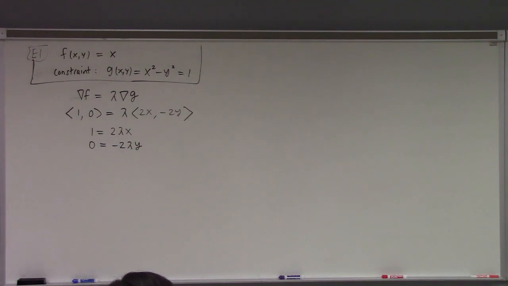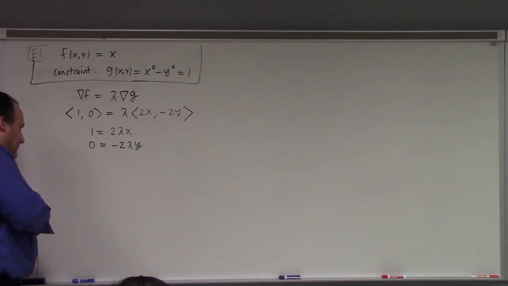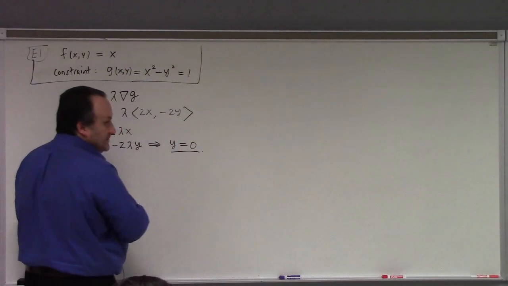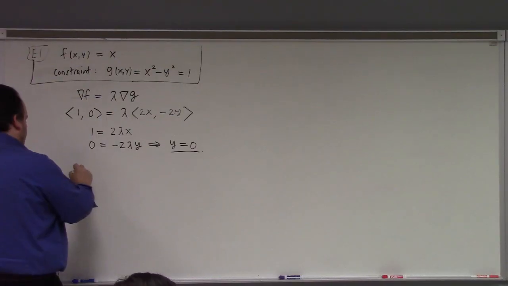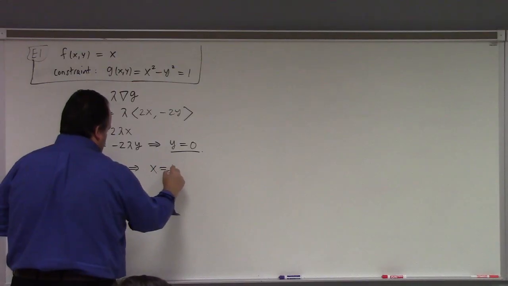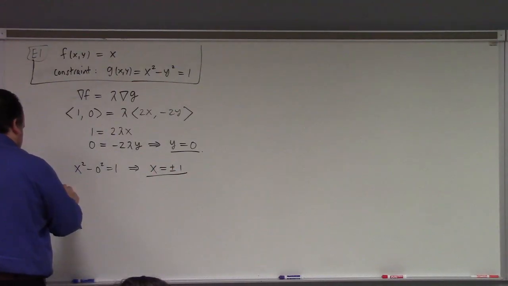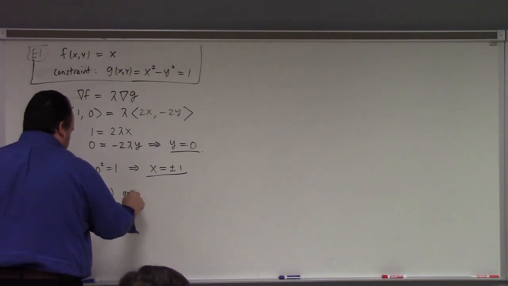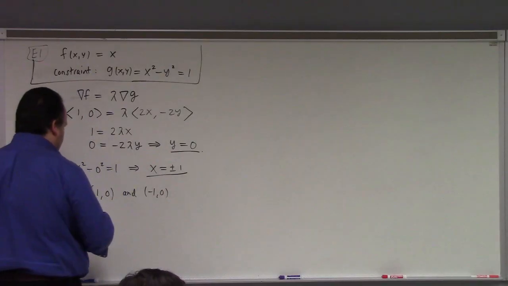By the way, for this method to work, lambda must be non-zero. That will become apparent in the proof. When we look at the proof, you'll see why lambda pretty much has to be non-zero for the method to make sense. So since that's the case, this immediately tells me that y is equal to 0. If y is equal to 0, we have x squared minus 0 squared is equal to 1, which tells me x is plus or minus 1. We find only the points 1, 0, and minus 1, 0, right?